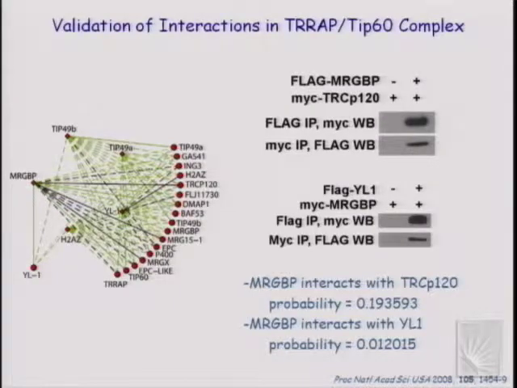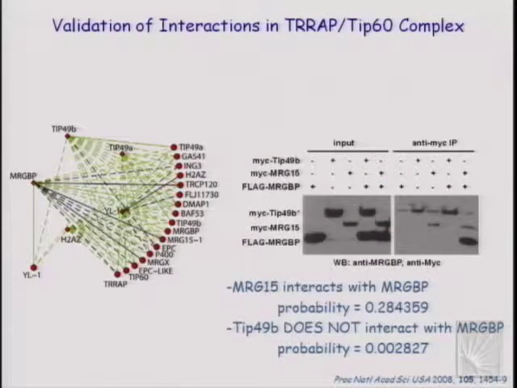Another one, MRGBP with YL1, which is down here. It had a co-IPable event and a probability of 0.01, so it's an intermediate. MRGBP with MRG15, where'd that go? Oh, here we go, right here. A co-IPable event and a relatively high probability. When we get down to this 0.00 range, this is MRGBP with TIP49A, up here at the top. It is one of the lowest probabilities in the data set, and it was not co-IPable.